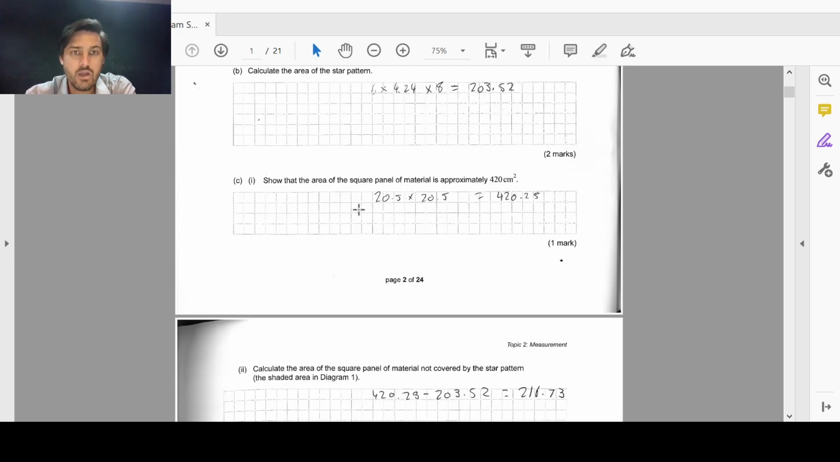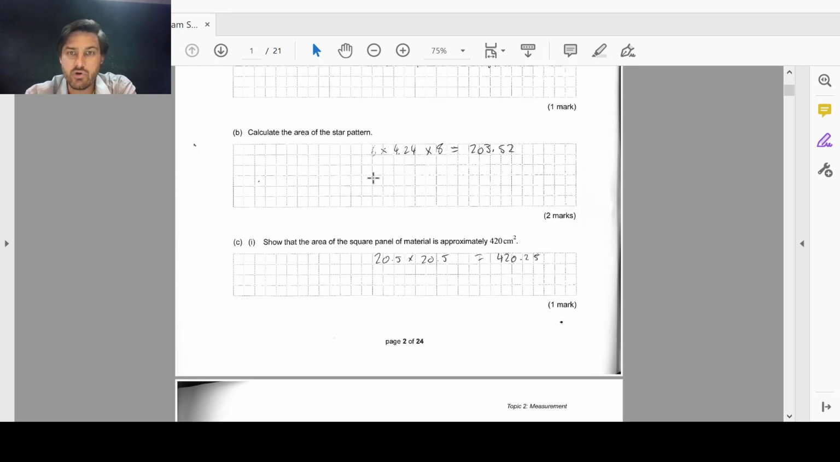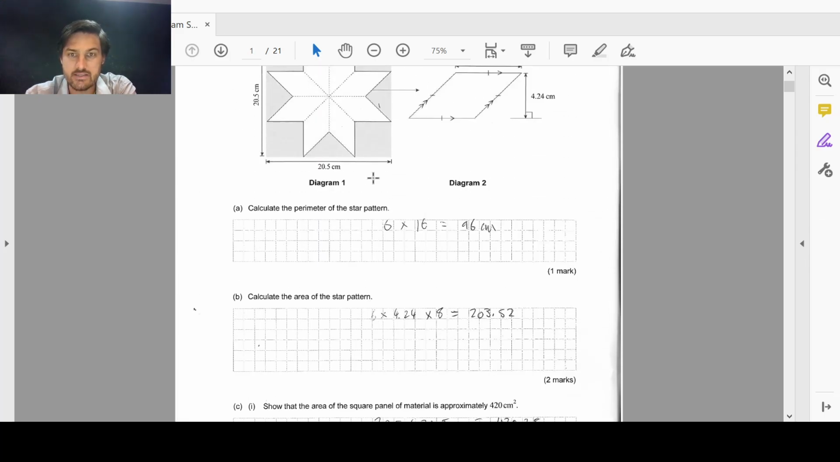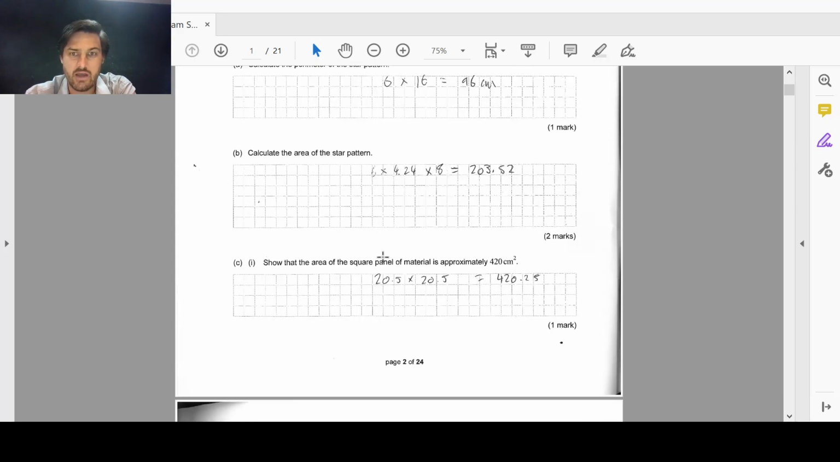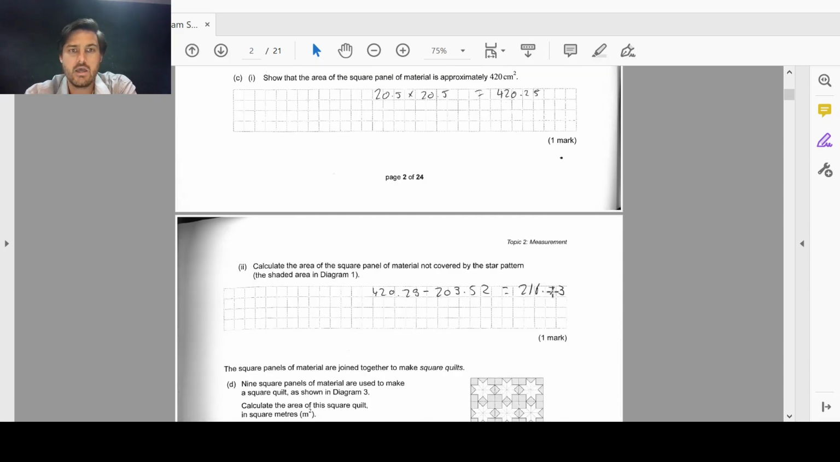All right, show that the area of the square panel of material is approximately 420 centimeters squared. To do that, square panel, 20.5 times 20.5 will give us 420.25 centimeters squared. All right.